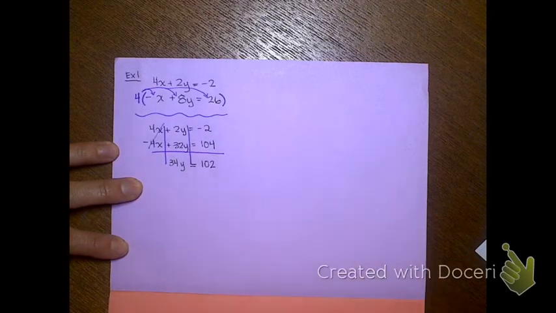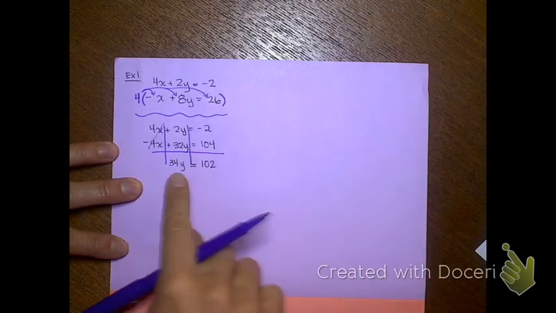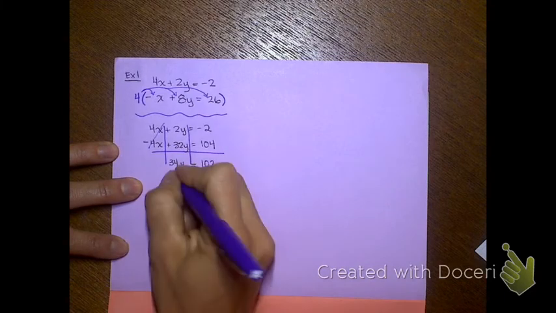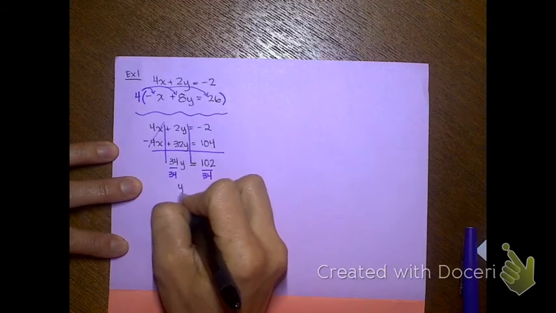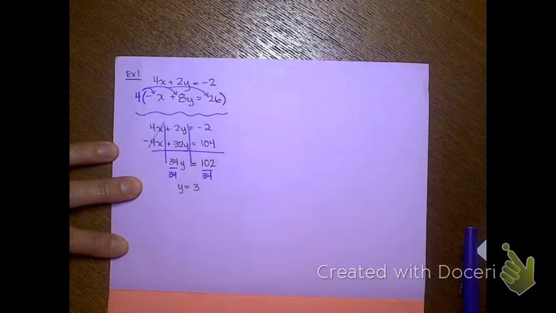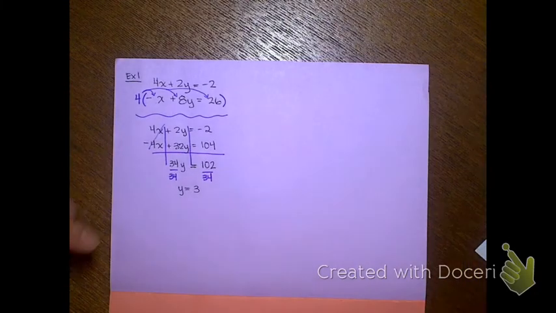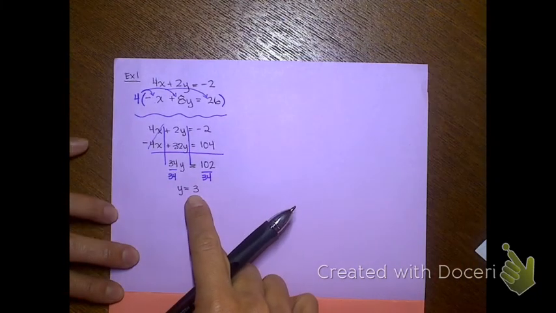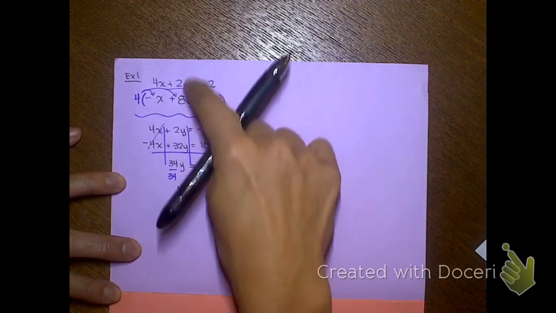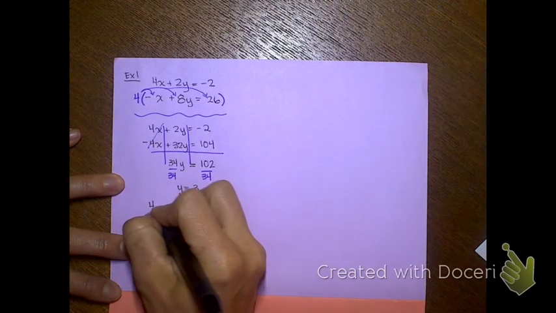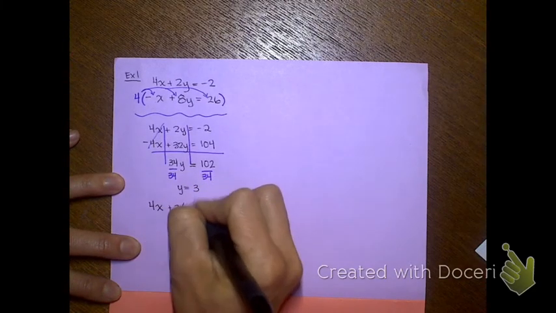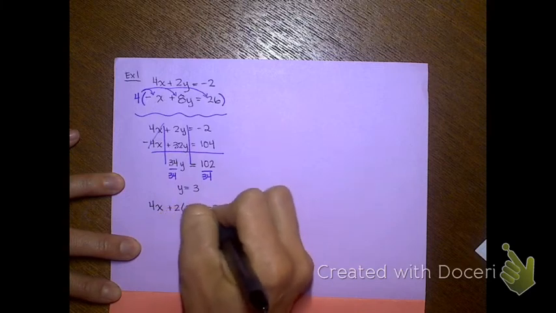Okay, so now, how do I solve this equation for y? Divide by 34 on both sides. And so what do I get for my value of y? y equals 3. Let's take what I got for my y value and plug it in. I can plug it into either one of the original equations. I want to plug it into the one that I think is easier to work with. Which one looks easier to you, the top or the bottom? The top, okay? So we get 4x plus 2 times 3 equals negative 2.